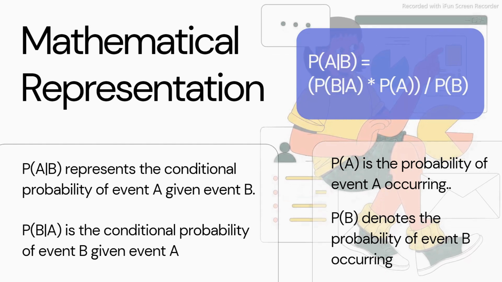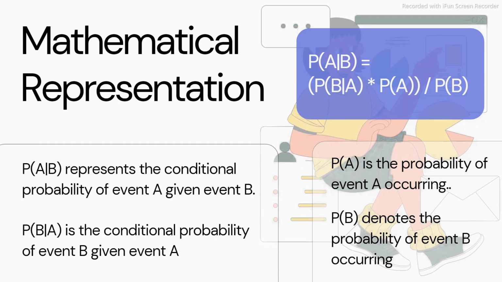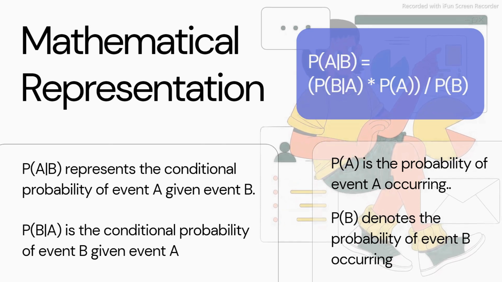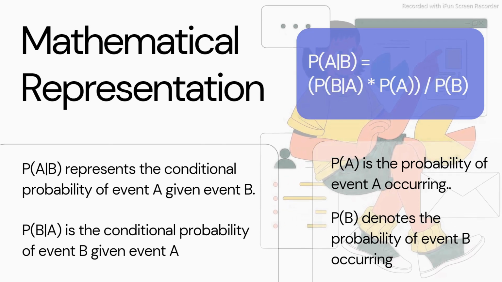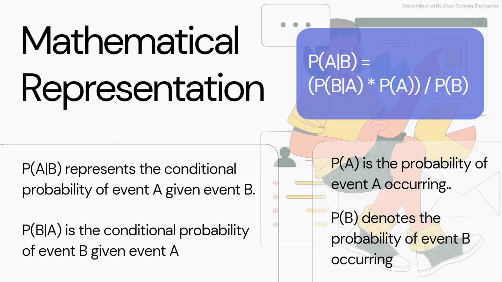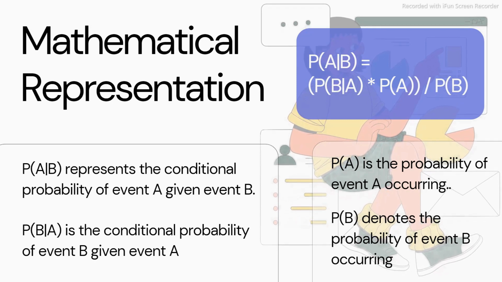Using this particular formula, we can predict the probability of a particular event happening. And this might be seen as a very easy formula, but it plays a major role when we are dealing with bigger versions of the Bayes theorem that we call naive Bayes.